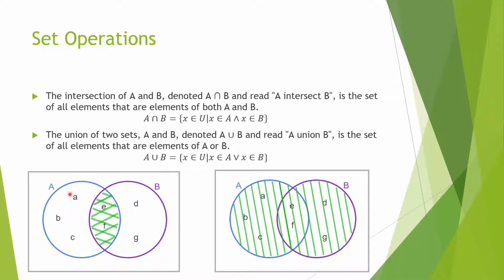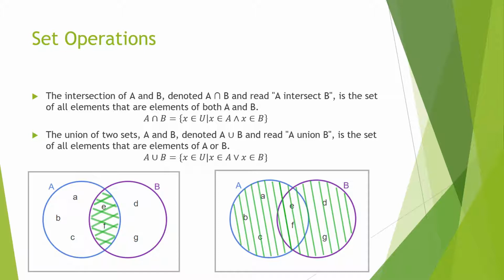Let's assume that A contains A, B, C, E, F, and B contains E, D, F, G. As you see, E and F are both in A and B, therefore we can say that the intersection of A and B is a set containing only E and F.